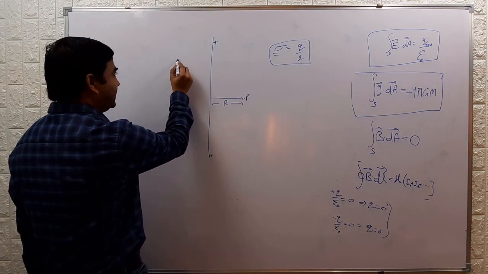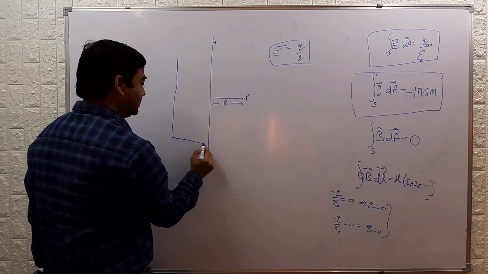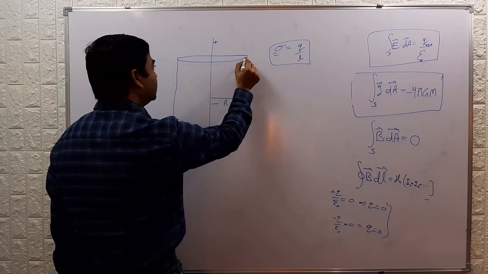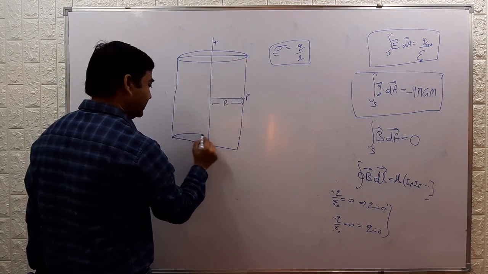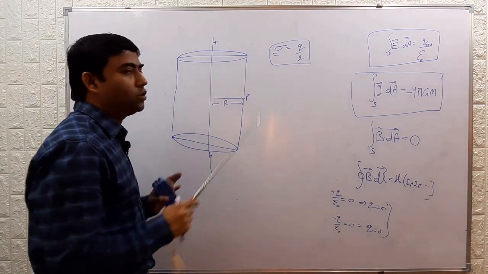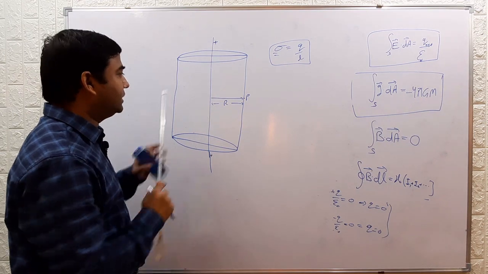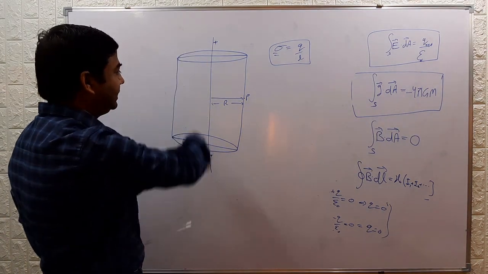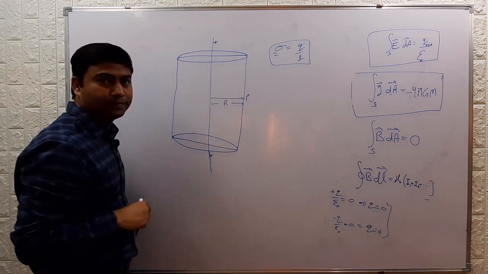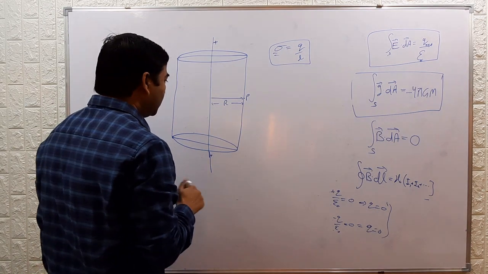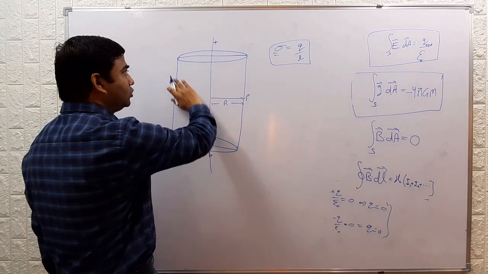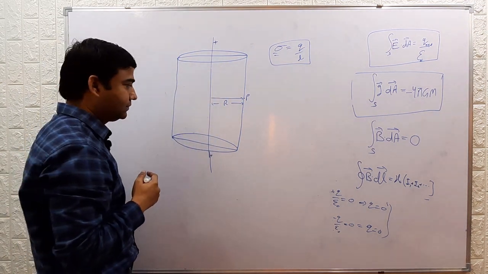So we will create an imaginary Gaussian surface, a cylindrical surface, and you will see how the cylindrical surface simplifies the problem, and Gauss's law can easily be used on this cylindrical surface. This is a cylinder having its axis coinciding with the positively charged wire. So we have to find the dot product of the electric field throughout this closed cylindrical surface.